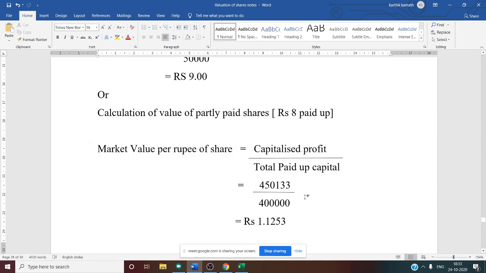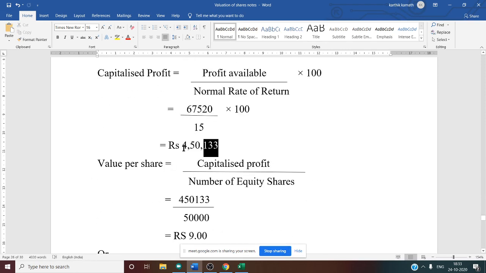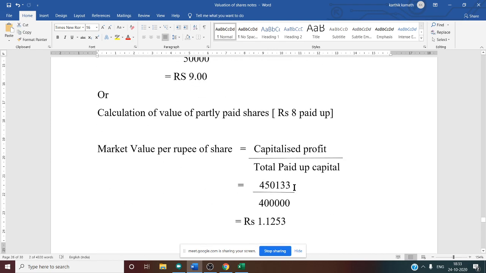The capitalized profit answer you know, that is 4,50,133. The same answer you are going to write in the numerator, divided by total paid up capital. Total paid up capital is 4 lakh and not 5 lakh. Why? Because rupees 8 is paid. Face value is 10, rupees 8 is paid. That is why paid up capital is 4 lakh. So divided by 4 lakh, if you do, the answer is rupees 1.1253. This is the market value per rupee of share.